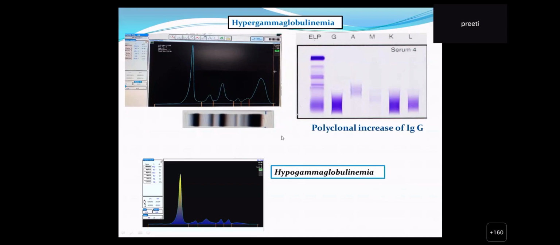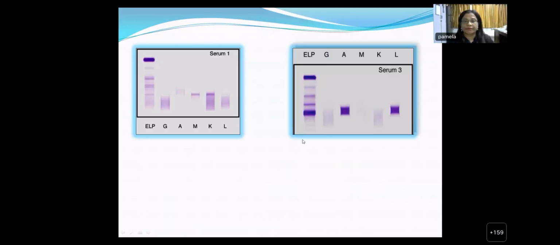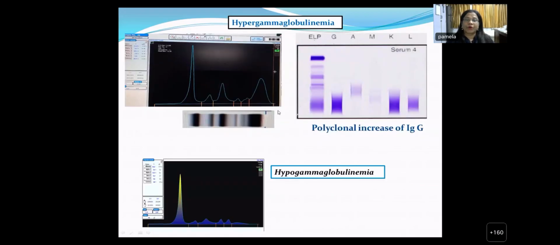Okay. So those were some of the patterns that we have seen for multiple myeloma on different types. We also do get hypergammaglobulinemia. Now, the difference with hypergammaglobulinemia is you have a very broad diffused band in the gamma region.